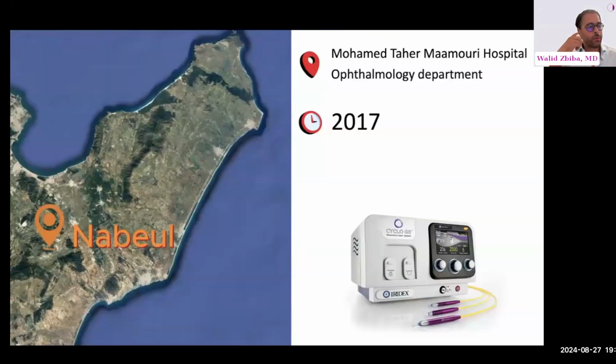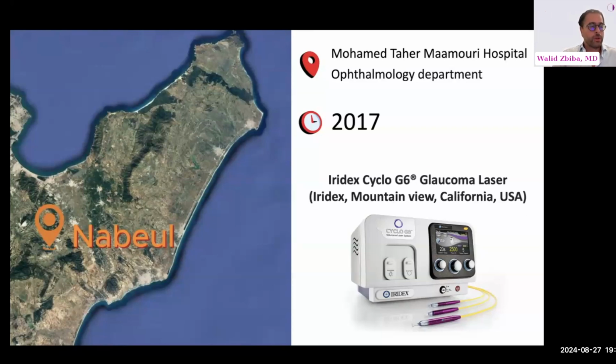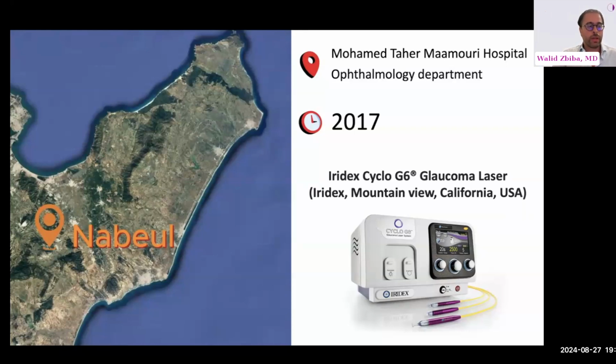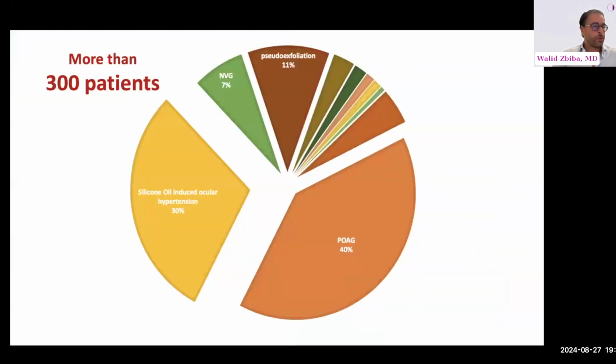Our story with Iridex at our department started in 2017. We received this machine this year. We are the first department to have it, not only in Tunisia, but also in all Africa. We are proud to provide our patients a new weapon against ocular hypertension. So since 2017, we treated different types of glaucoma, more than 300 patients. And as you can see, a third had silicone oil-induced ocular hypertension.